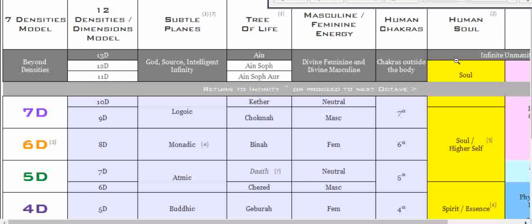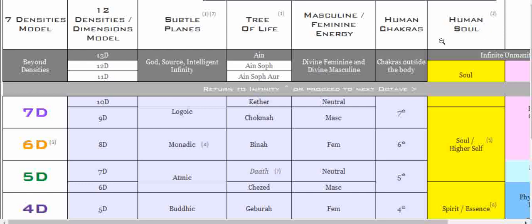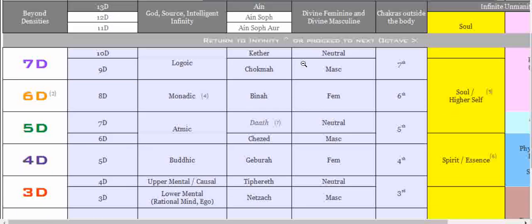I don't like to go into this because I don't know. I think I have a Scorpio energy, and not even Scorpio, I think Virgo energy, that I have a very hard time trusting things. Human soul, human chakras, masculine, feminine energy, neutral, masculine. Oh, masculine is the 7G, hey? Then it sucks. I'm sorry to say, but it sucks.